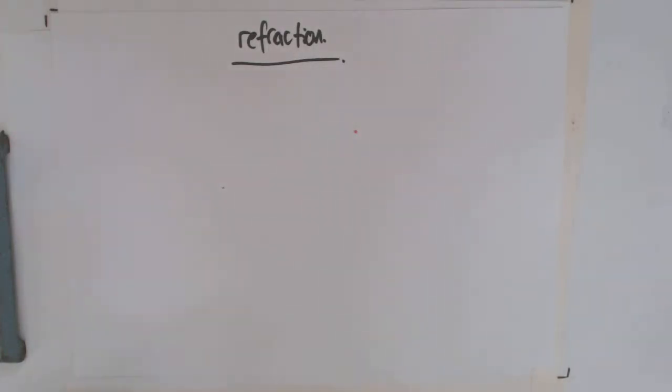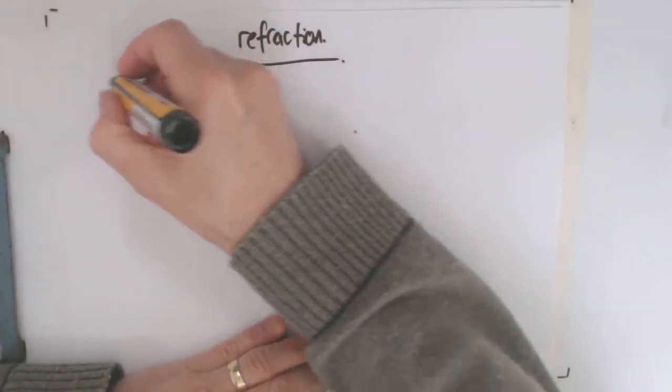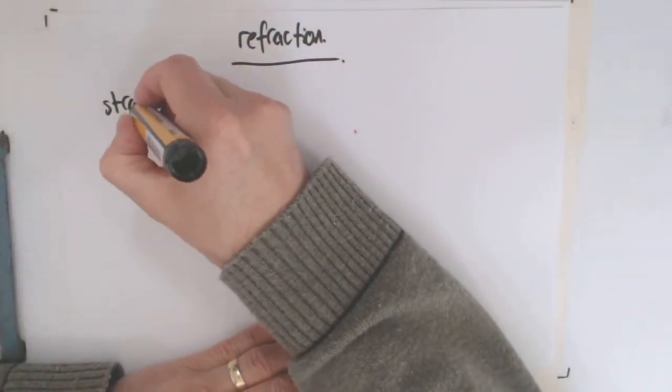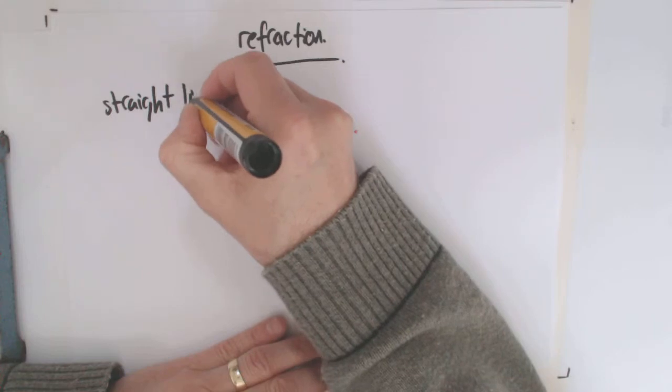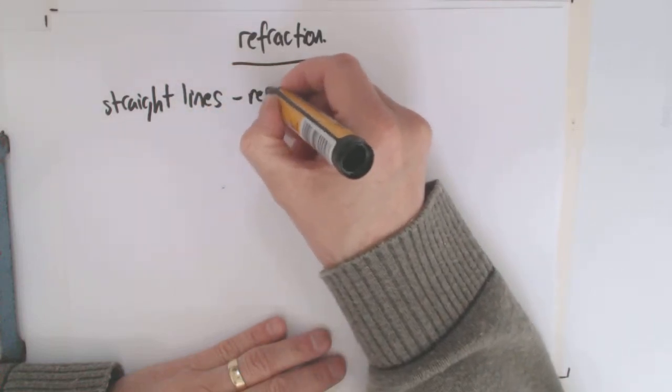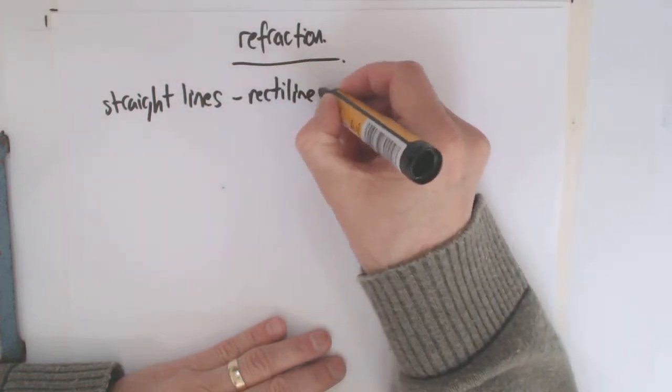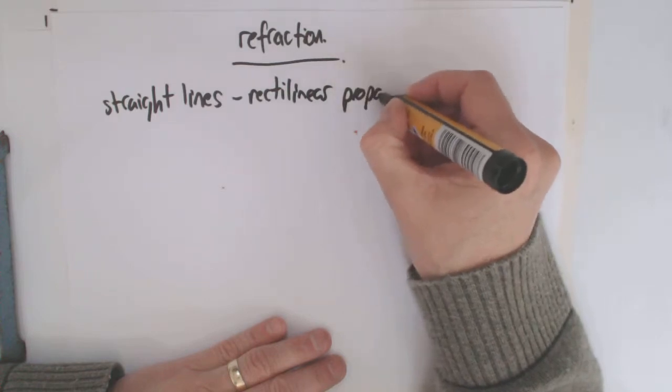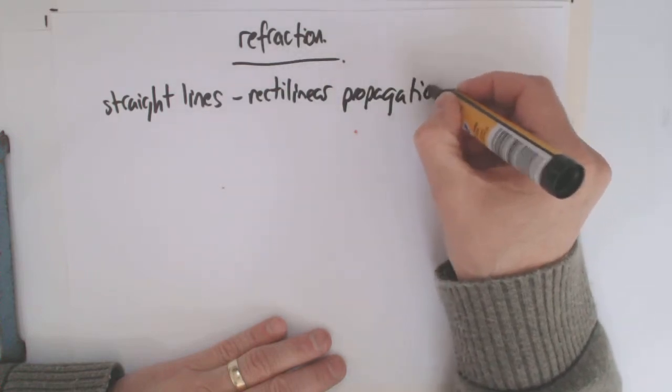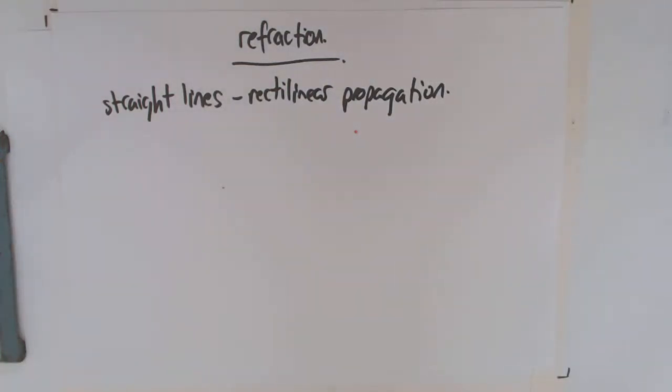What I want to look at here is quite complicated. Well, even the reflection I think is quite complicated if you really understand it. It's something called refraction. Now, we say that light travels in straight lines. And we've got a special big word for that, called rectilinear propagation. Cool. But it doesn't always do that.